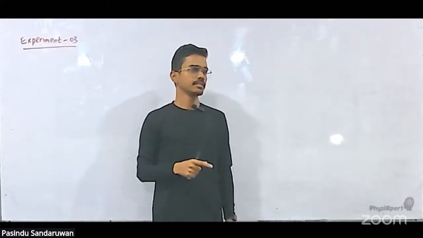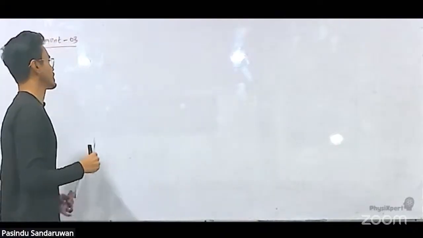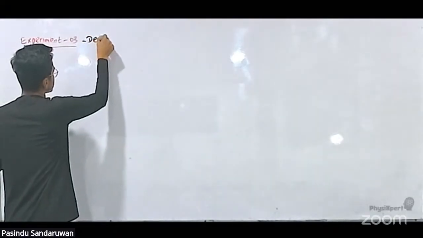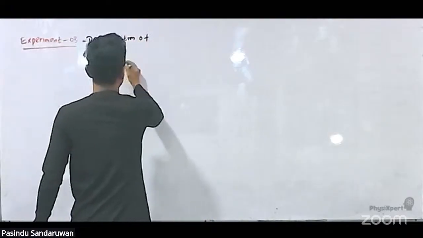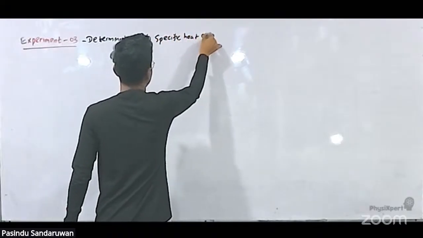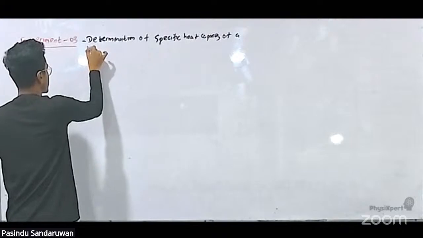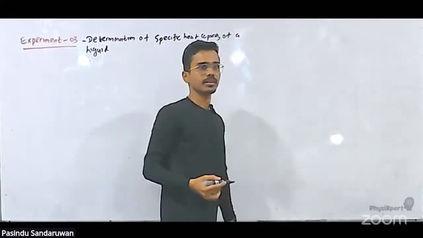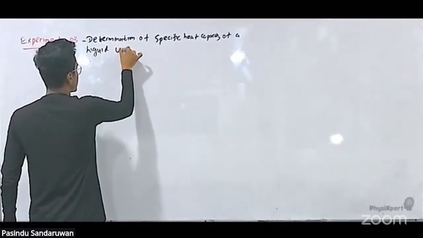The experiment we have uses the law of cooling and the method of mixtures. Determination of specific heat capacity of a liquid. You can see the difference: the previous method was used to find the specific heat capacity of a solid, right? Now, to find the specific heat capacity of a liquid using the law of cooling.